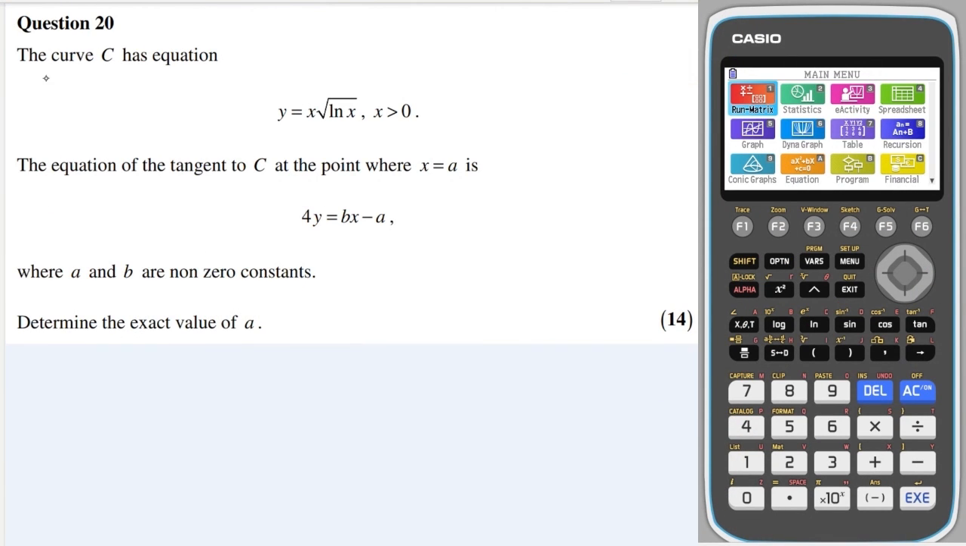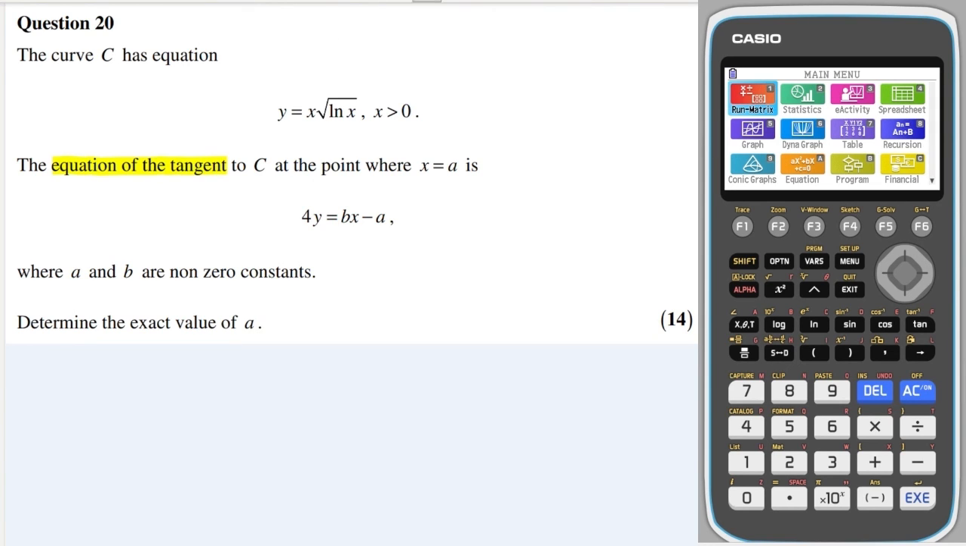Okay, the question says we have a curve with this equation, x greater than 0, and it says the equation of the tangent to c at the point where x equals a is 4y is equal to bx minus a, where a and b are non-zero constants. Determine the exact value of a. So the first thing I can see that jumps out is the equation of a tangent. And to work out the equation of a tangent, we first need to find the gradient, which means we're going to need to differentiate this function.